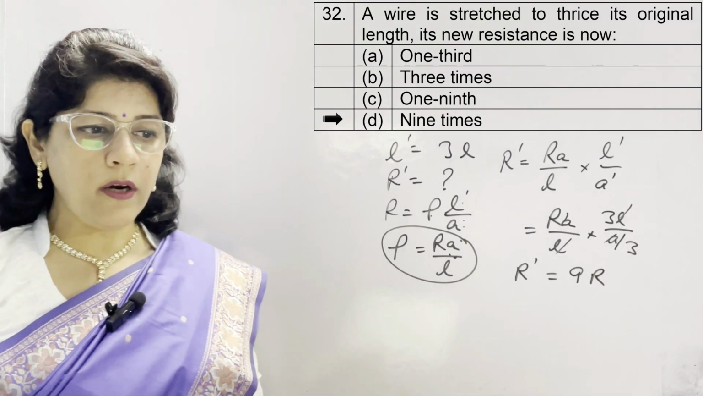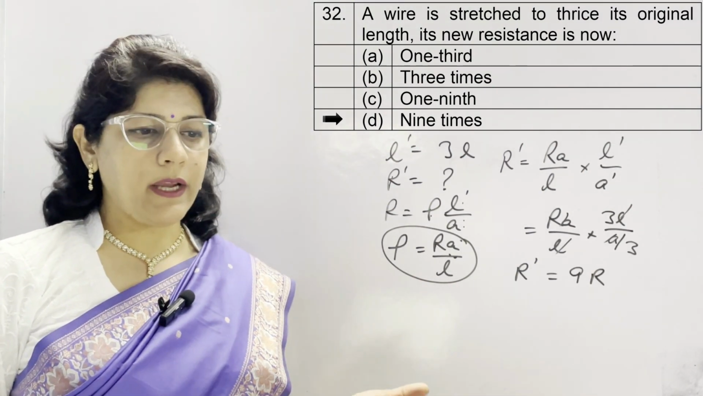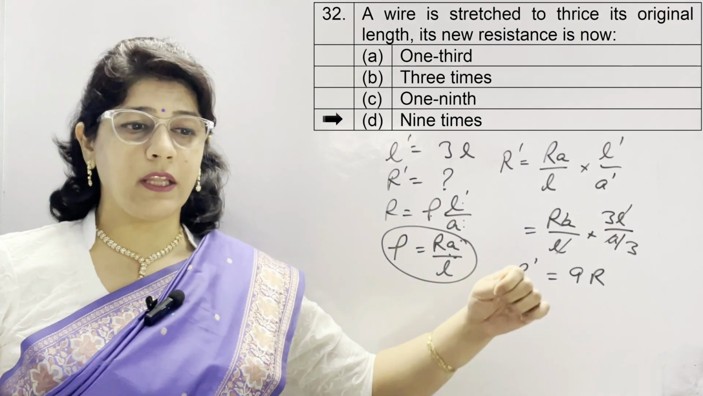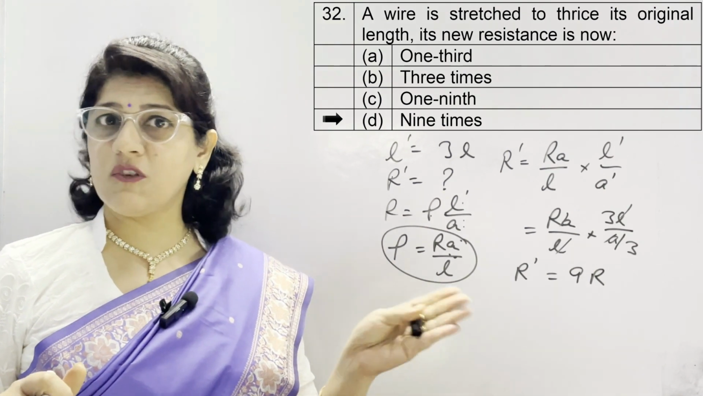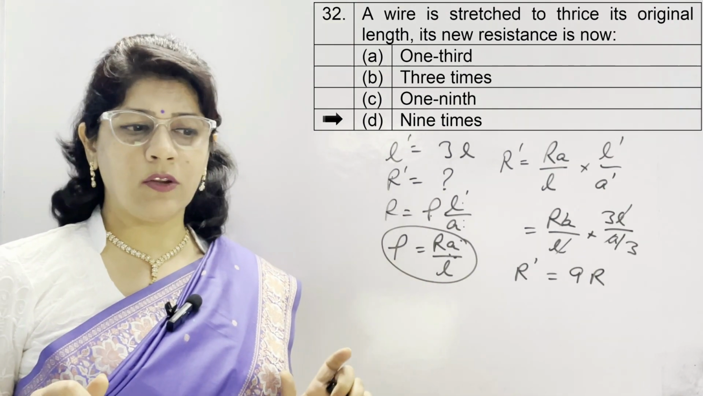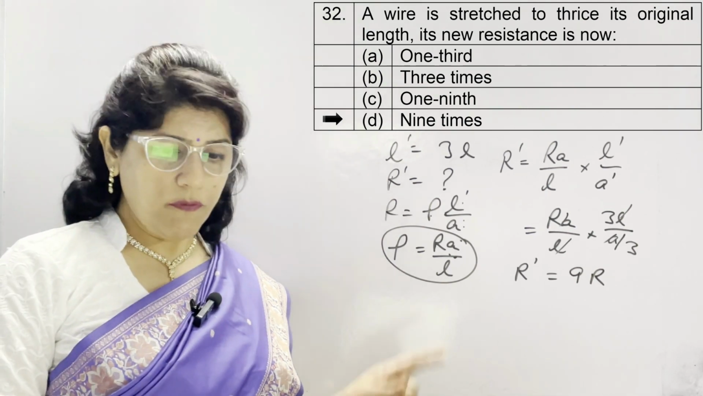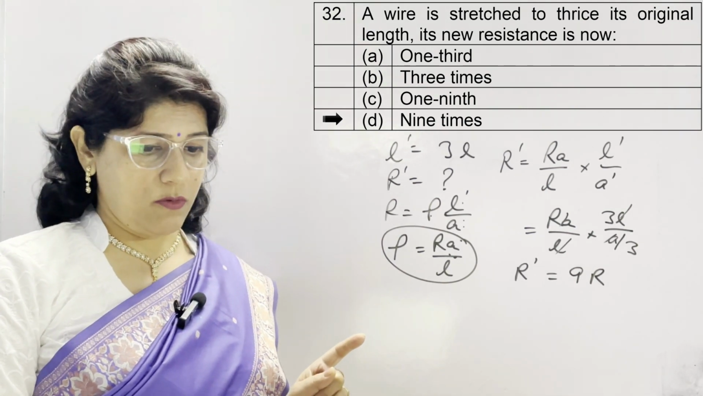Options given are A is 1/3, B is 3 times, C is 1/9 and D is 9 times. आप वैसे भी सोचो कि वायर को मैंने खींच के पतला कर दिया है, जितनी पतली वायर होगी उतनी रेजिस्टेंस बढ़ जाएगी, तो 1/3 1/9 तो हो ही नहीं सकता. It means 9 times is the correct option here. We need to show by its calculation also.